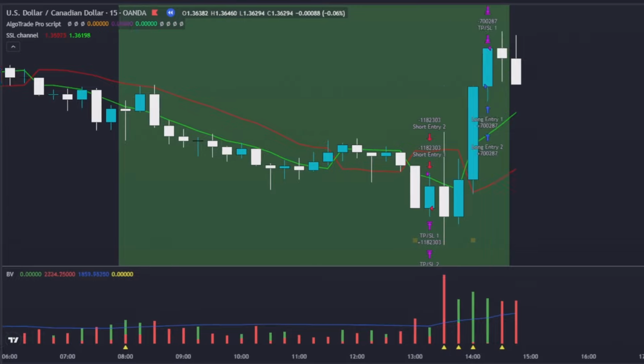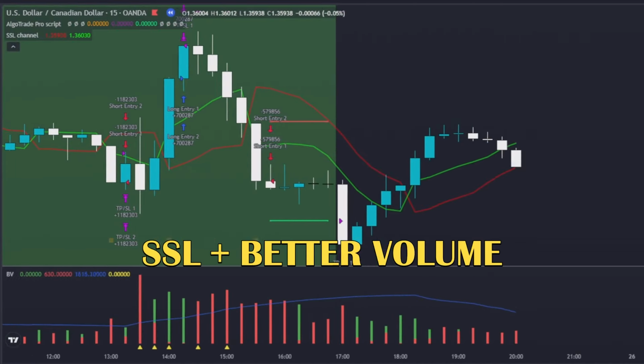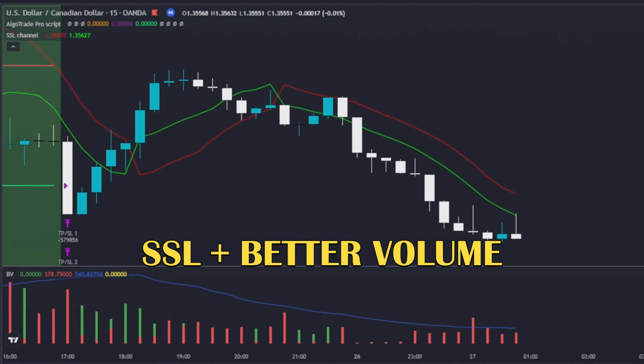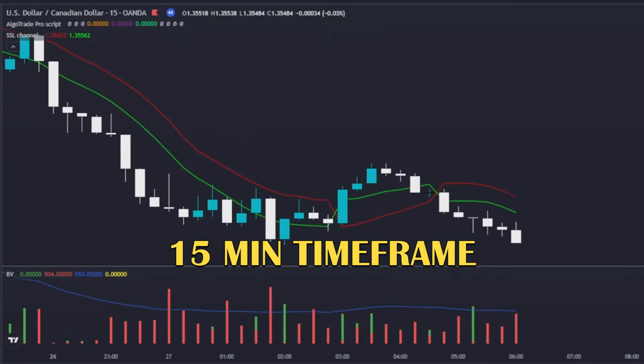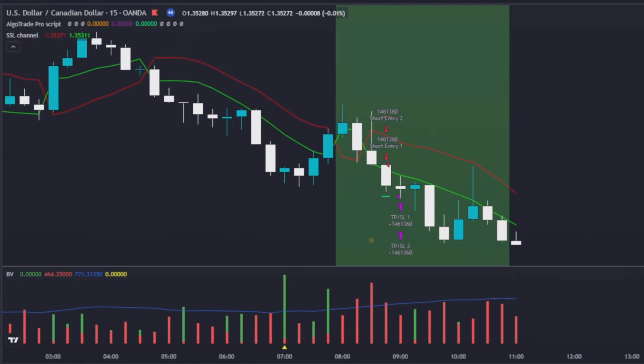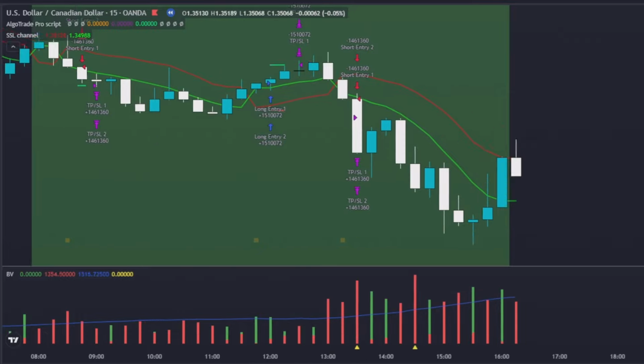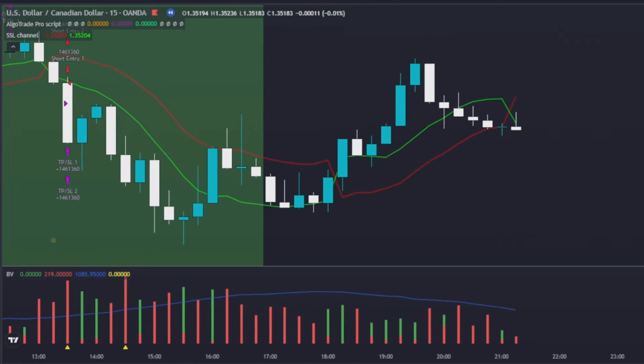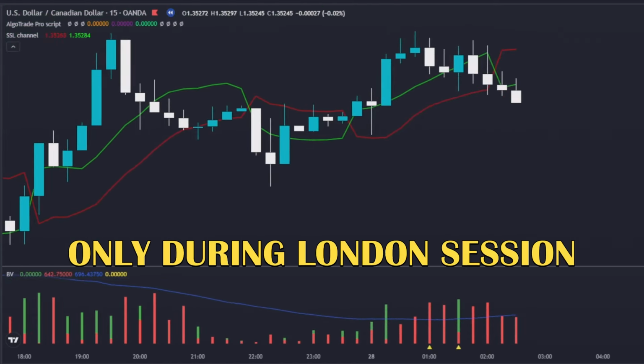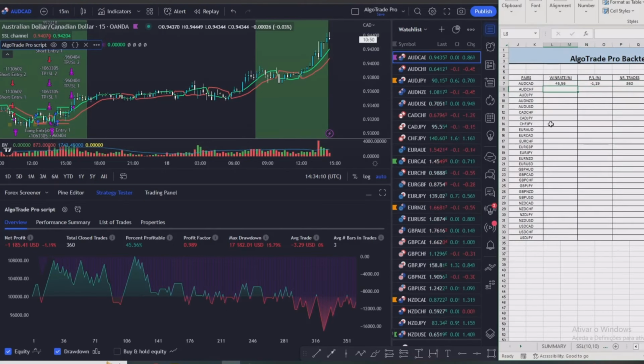And so, I will repeat the backtest of the SSL channel with the better volume in the 15-minute time frame, because it was the volume indicator with the higher win rate. And I will note that the algo can only consider trades that appear during the London session. Let's do it.